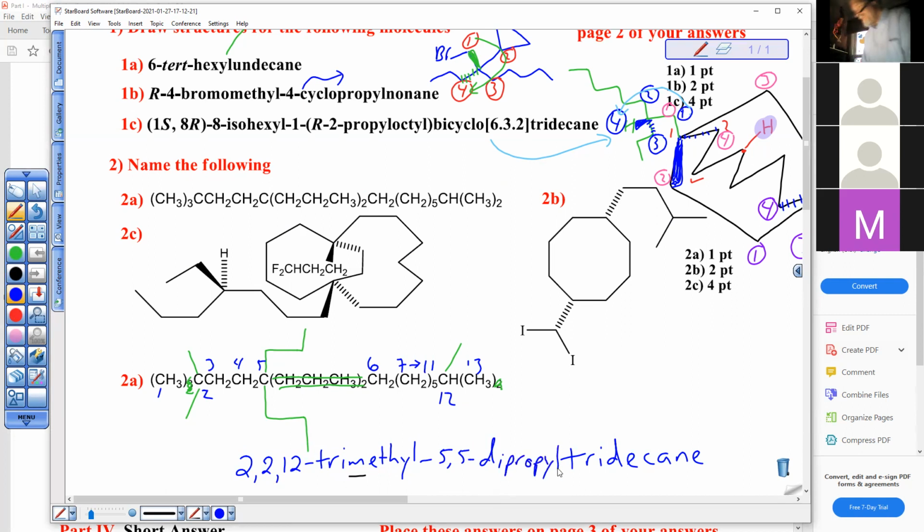No, you're not allowed to. If you have two groups identical, you must have two numbers in front. If you have three groups identical, you must have three numbers in front.